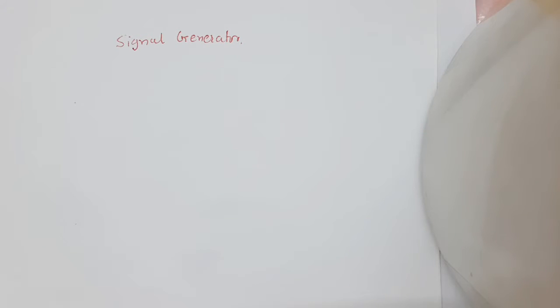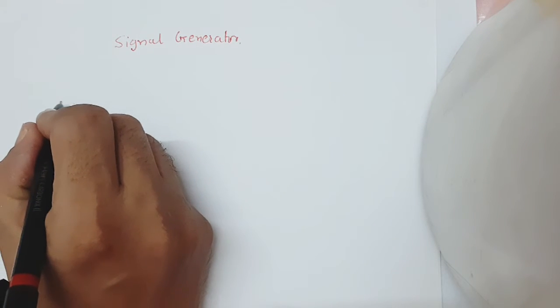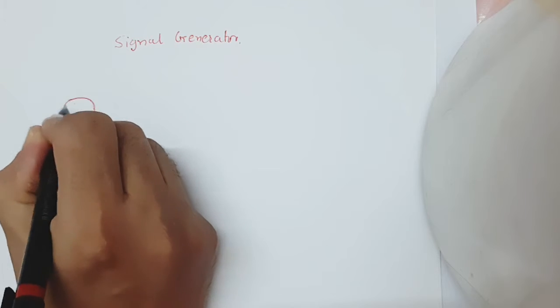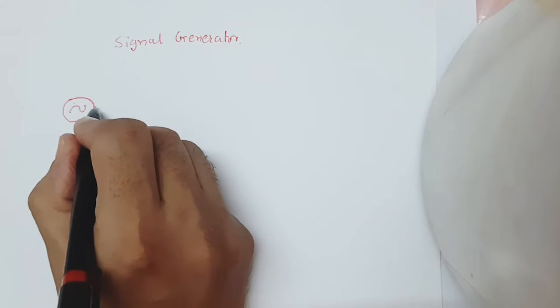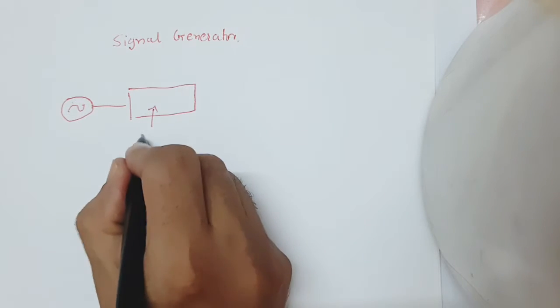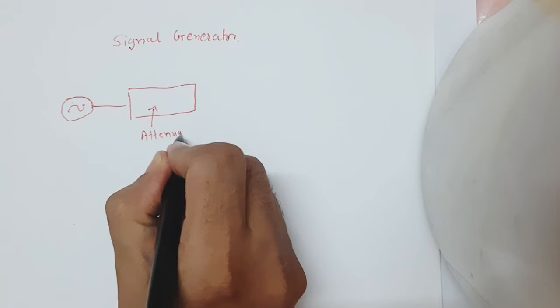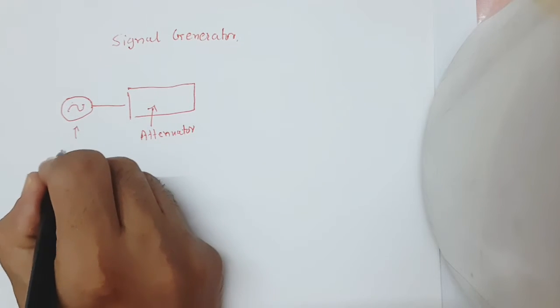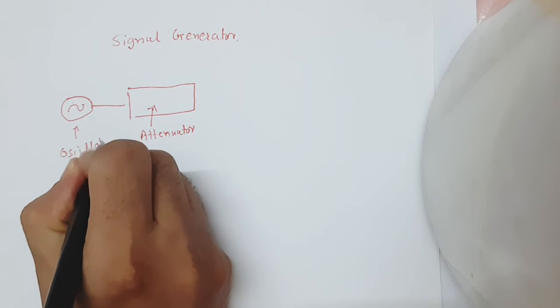In the last two lectures, we discussed the standard signal generator and the modern signal generator. We just repeat the basic sine wave generator. There is an oscillator and an attenuator. This is our attenuator. This is our oscillator.